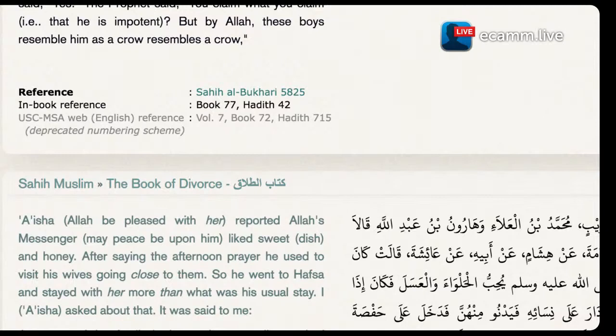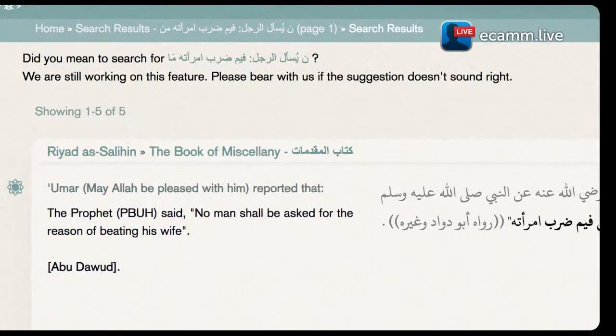But you know, those who go on TV and YouTube are trying to promote Islam, speaking to the West. But if you go live in the Middle East, speaking Arabic, you will see that this is what they teach. And this is what their prophet said. And this is what the caliphate practiced. Read it. The prophet said, no man should be asked the reason for beating his wife. Do you see it?